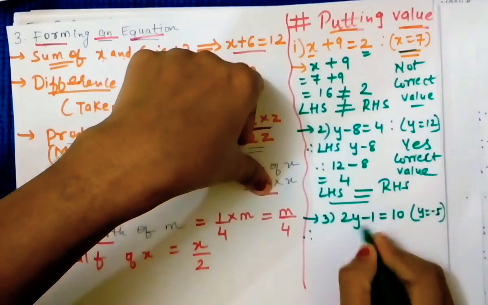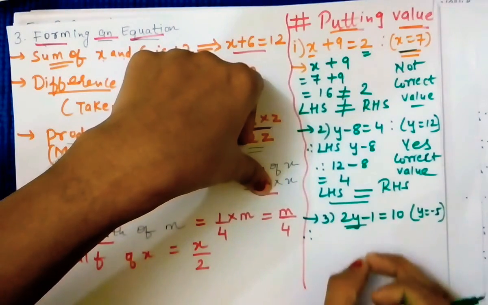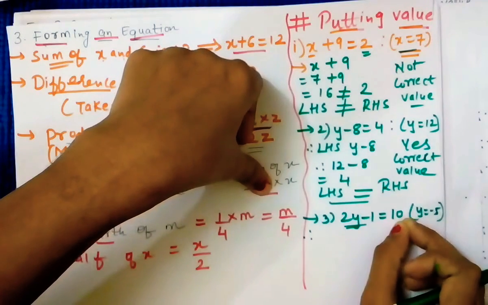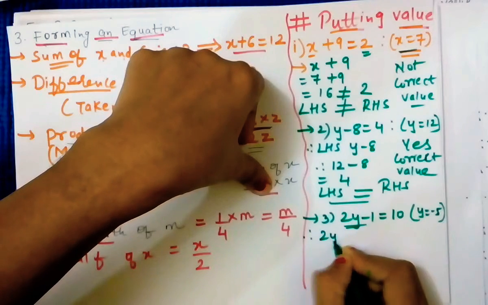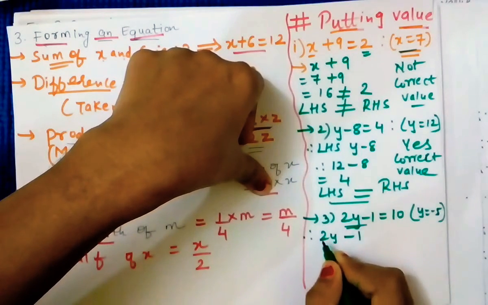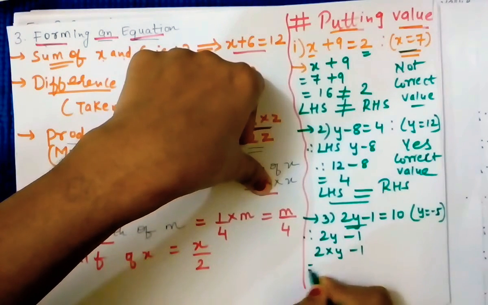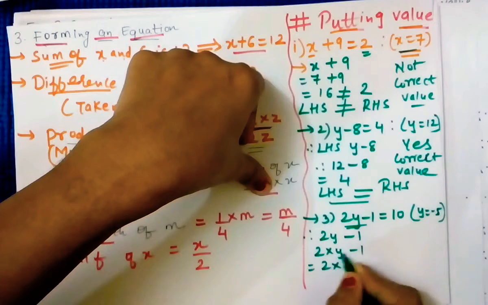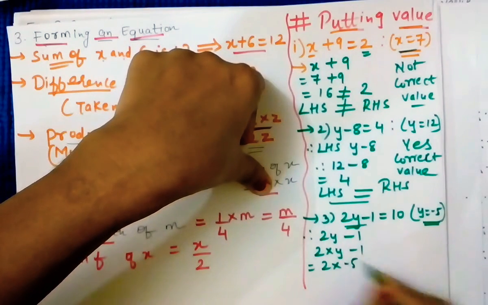Let us solve it. We will take the LHS part, keep the value in this part, and after solving, this part should come. So 2y minus 1. Now in 2y there is no sign, which means it is 2 into y. So 2 into y minus 1. And y is given as minus 5, so we will keep that. So 2 into minus 5 and then minus 1.